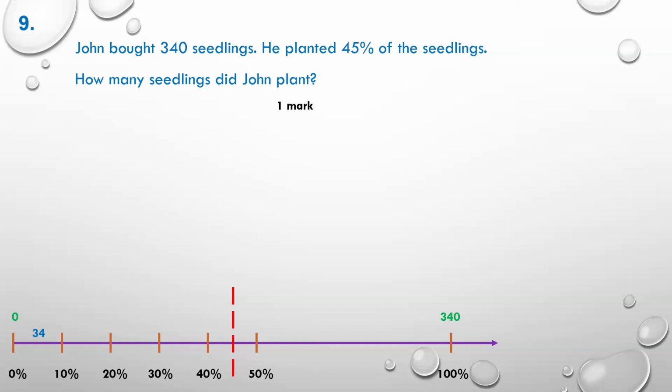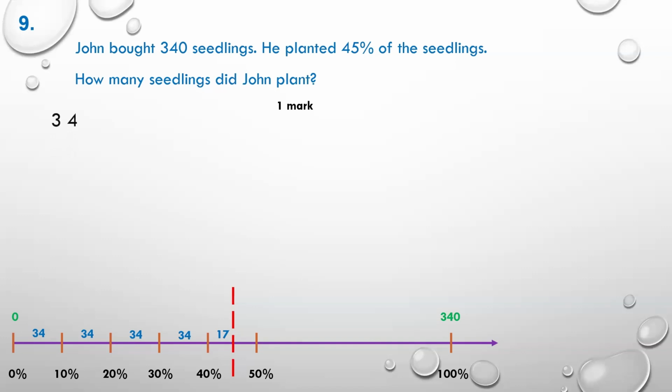And if we add another 10% to carry us to 20%, that's another 34. And we want another 10% because we want to go from 20 to 30. That's another 34. And from 30 to 40, that's another 34. And from 40, are we going to 50? If we're going 40 to 50, that's 34. But where are we meeting? We're meeting at 45, which is halfway. So we only need half of 34. Half of 34 is 17. So that tells us how many seedlings we need to show that John planted 45% of those.